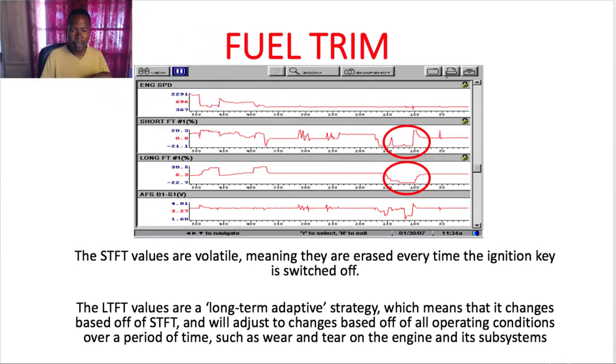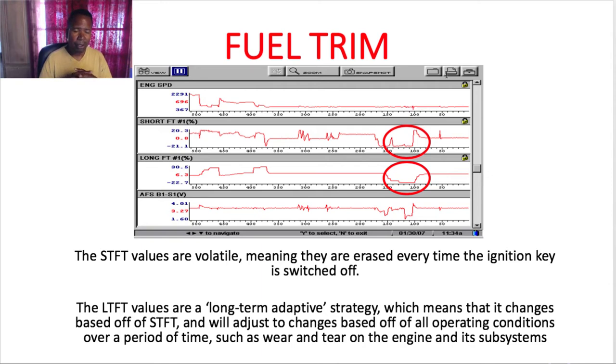You can see here, I have a short-term fuel trim showing lean, long-term showing lean. The short-term values are volatile, meaning that they are erased every time the ignition switch is turned off. That means the short-term fuel trim is following the O2 sensors, it's adjusting itself based off the O2 sensor. The computer is watching the O2 sensor and making adjustments off that sensor. But as soon as you turn the key off, that information is lost.